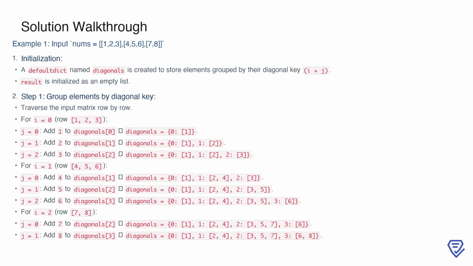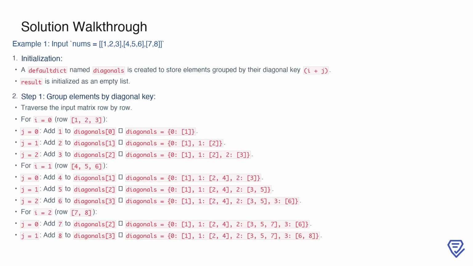order. To solve this problem, we start by initializing a default dict called diagonals, which will group elements based on their diagonal keys, calculated as the sum of their row and column indices, i plus j. Additionally, we create an empty list called result to hold the final output. Next, we process the input matrix row by row.